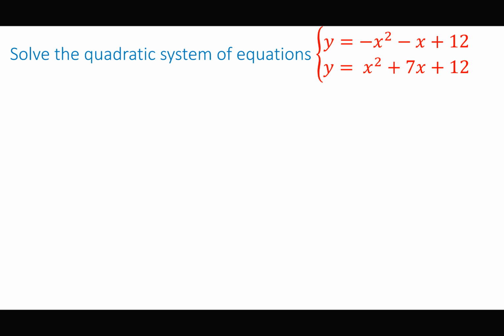Okay, you do this one. -x squared minus x plus 12, positive x squared plus 7x plus 12. Okay, solve this one using substitution.